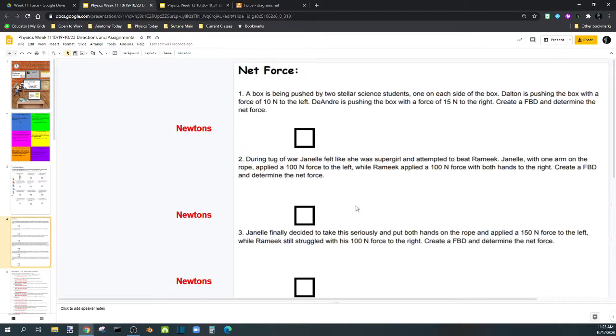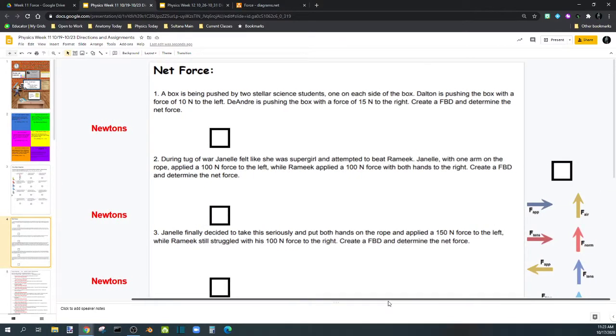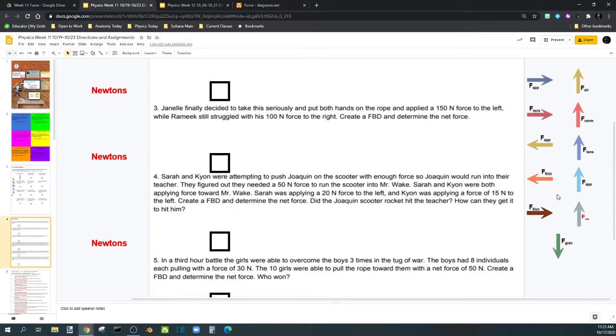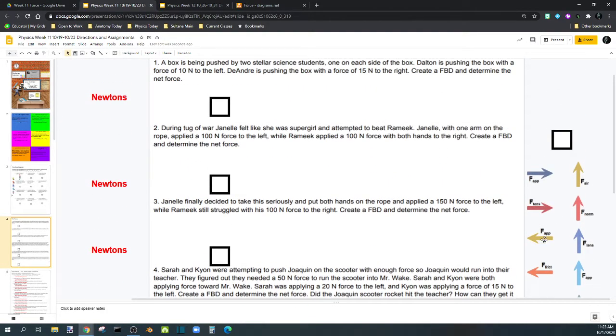The next assignment is a word problem where you have to apply some values to this. So it's the same thing. You have to drag and drop arrows. A box is being pushed by two stellar science students, one on each side of the box. Dalton is pushing the box with a force of 10 newtons to the left. So if he's pushing that 10 newtons to the left, we have to find the leftward facing arrow, and that would be applied force. So I would grab that one.